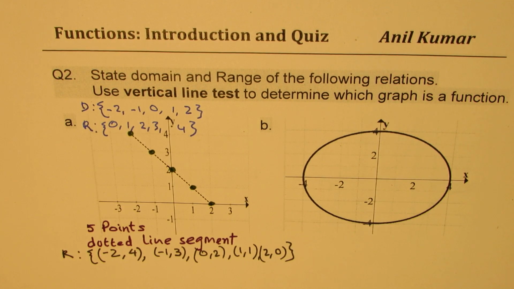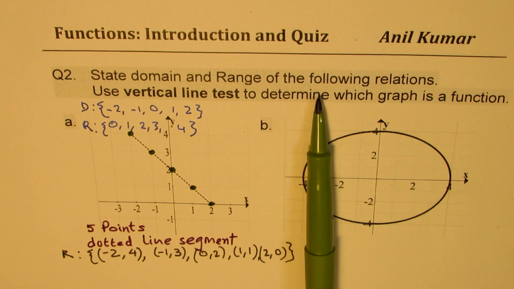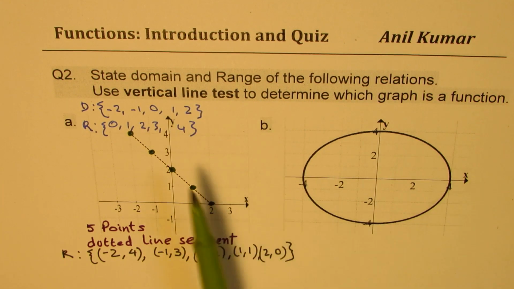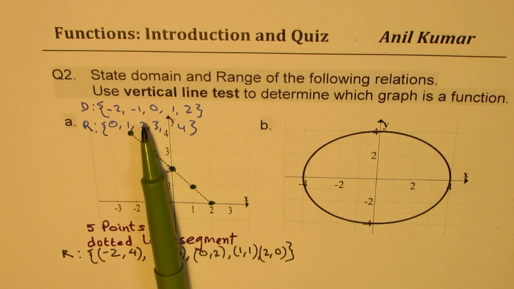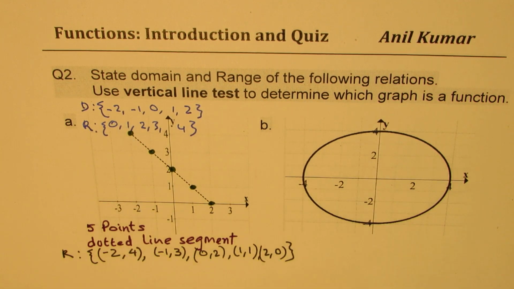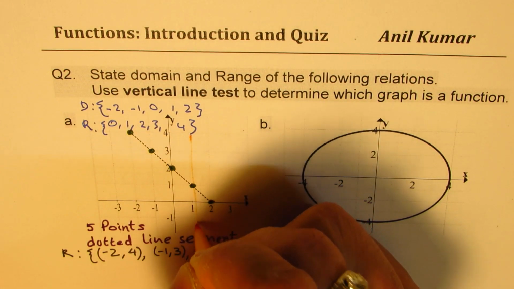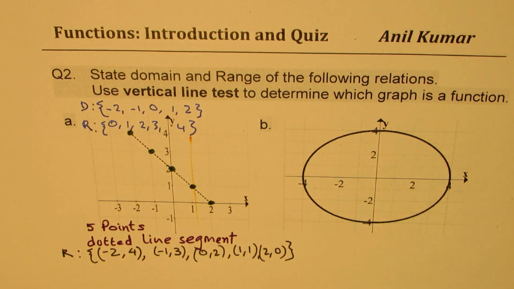Now let's talk about whether this relation is a function or not, right? With the vertical line test. If I draw a vertical line, it only goes through one point. Every vertical line here will only go through one point, right? So it is a function, basically. Perfect. So we can say this one is a function.